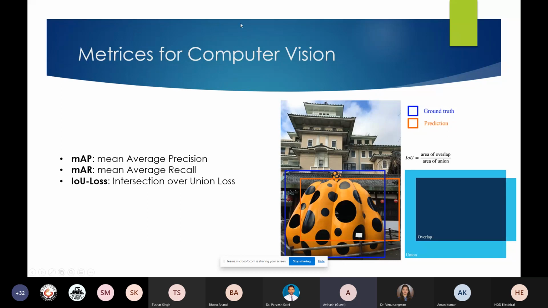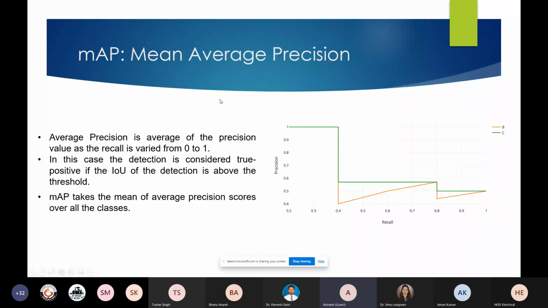What we have here is this view. The task of this object detection algorithm is to detect this pumpkin kind of structure here. The ground truth is this blue box, and the algorithm measured this orange box. Based on the overlap and union, it basically measures the IOU, which is intersection over union. And based on that, it marks some points as true positives, some points as false positives, some points as true negatives, and does a precision recall calculation for different classes and takes the mean at that particular IOU threshold.